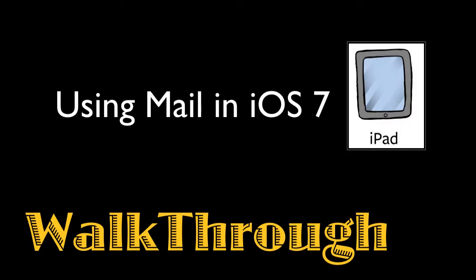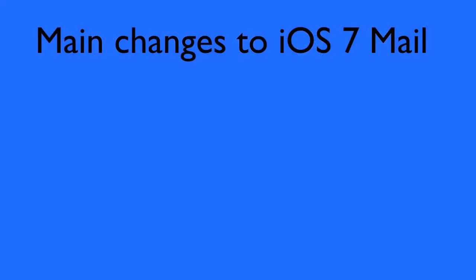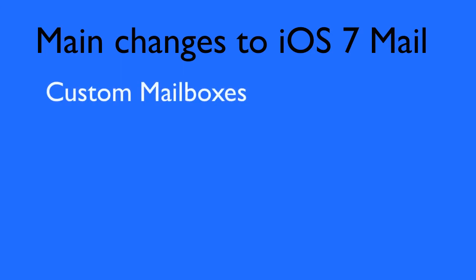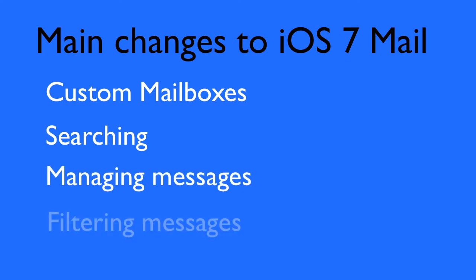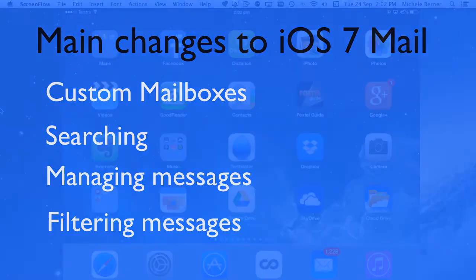This video is going to have a look at Mail on the iPad and look at how it's changed in iOS 7, some of the new features and settings, and how to configure accounts. The main things that have changed in iOS 7 Mail are the addition of custom mailboxes and searching for mail, and how you manage messages. There's more animation now to help you deal with management of messages. Largely, the settings haven't changed that much.